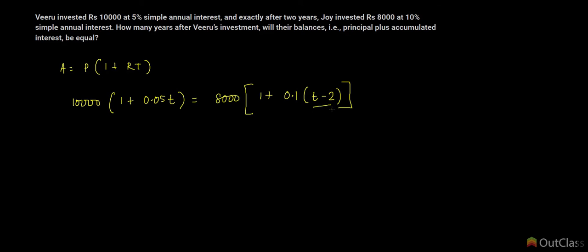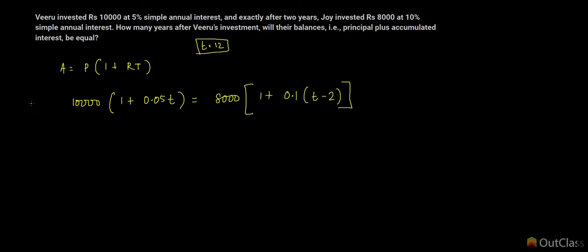So the second guy investing for T minus 2 years and the first guy investing for T years leads to the same final time. So these are amounts on the same year. If you equate them and solve for T, you will get the answer. The answer would be T is equal to 12.